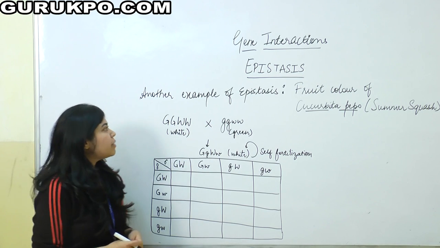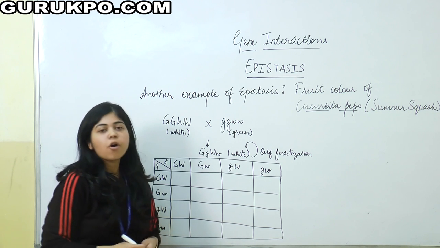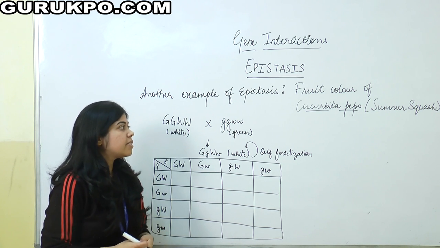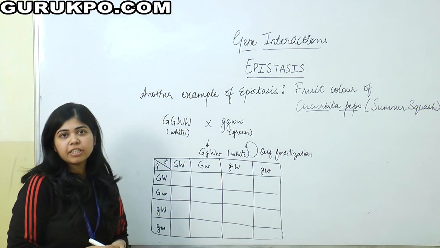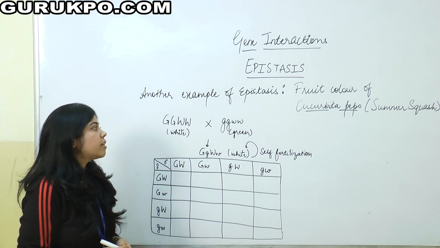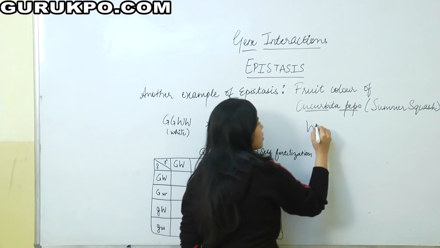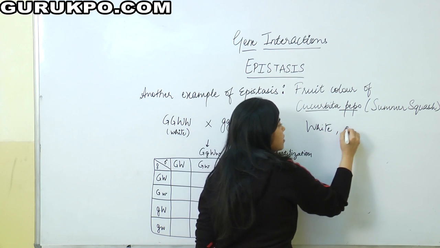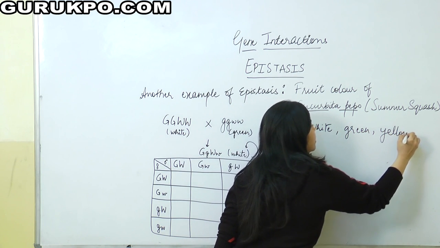Another example of epistasis is the fruit color of Cucurbita pepo, also known as summer squash. There are three fruit colors in Cucurbita pepo. These are white, green, and yellow.